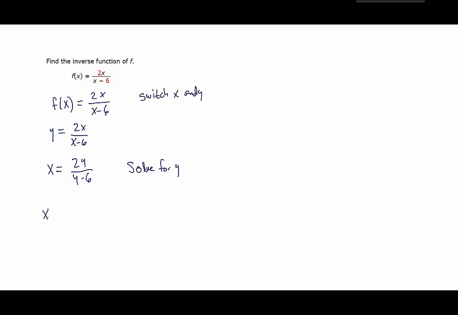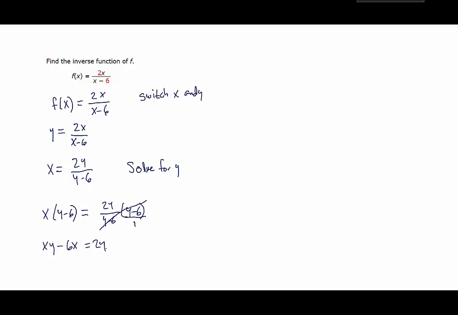So we'll do that by multiplying both sides by y minus 6. So we'll have x times y minus 6 equals 2y over y minus 6 times y minus 6. So all we've done here is multiply both sides by y minus 6. And the reason we do that, this is like y minus 6 over 1, is so that these y minus 6's will cancel. Now if we multiply through here by x, we'll have xy minus 6x equals 2y.